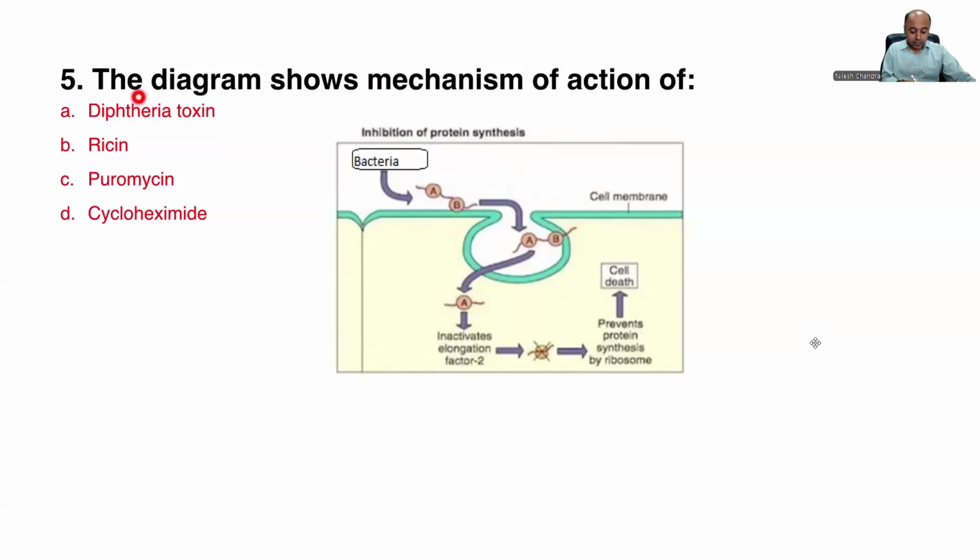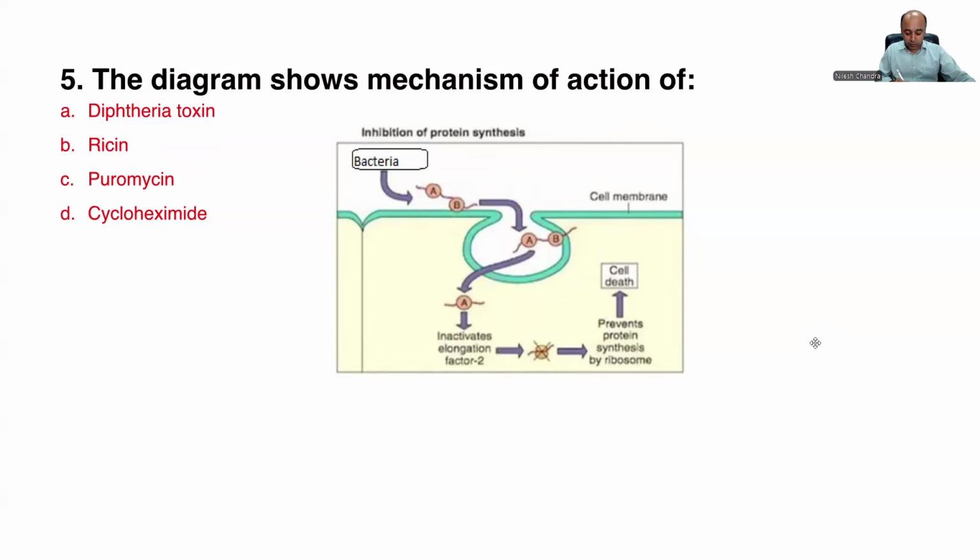Okay. The diagram shows the mechanism of action of which of the toxins. The toxins are diphtheria toxin, ricin, puromycin, cycloheximide. Now, generally, we talk about toxins separately in forensic medicine and to some extent in microbiology when we're talking about the bacterial toxins. But these three, four toxins, because of their very specific biochemical mechanism of action, are asked very commonly, and we discuss them in biochemistry also.